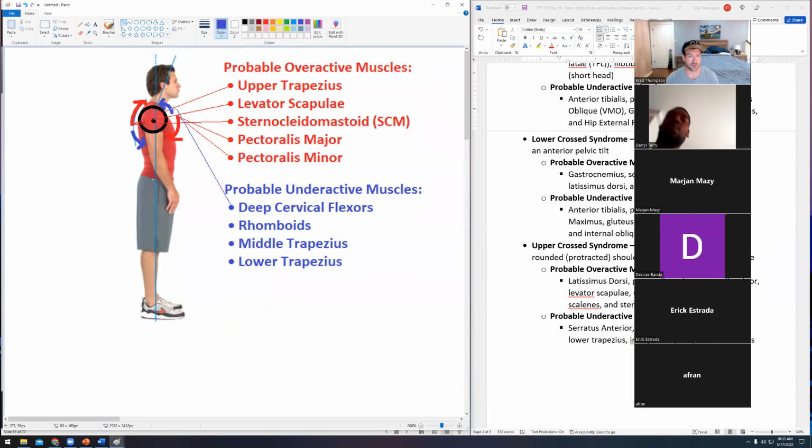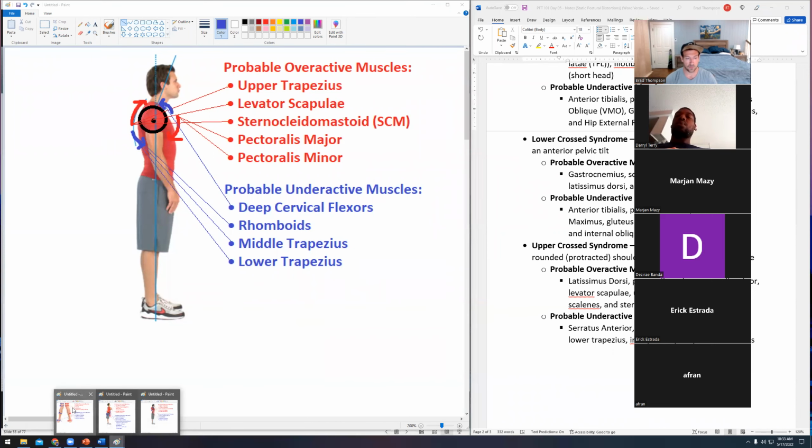We're going to see the deep cervical flexors are going to fix this section. And then the rhomboids, middle trapezius, and lower trapezius. So now we've got a list of what muscles we need to stretch and what muscles we need to strengthen.